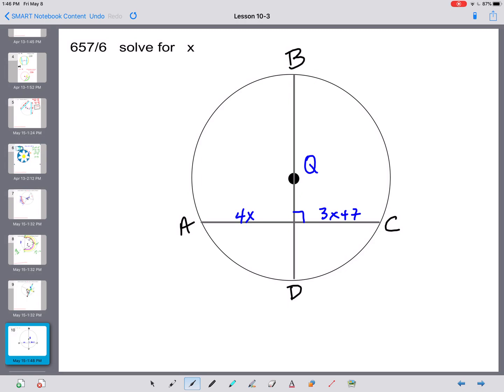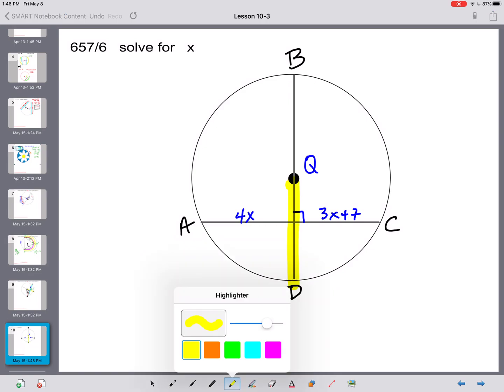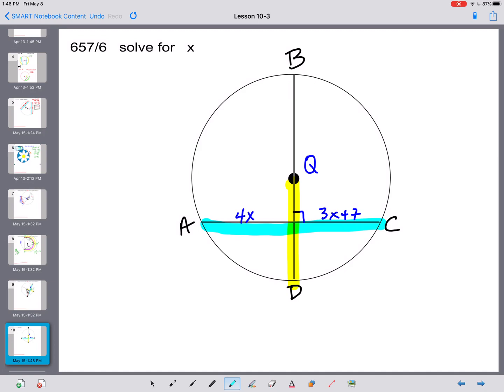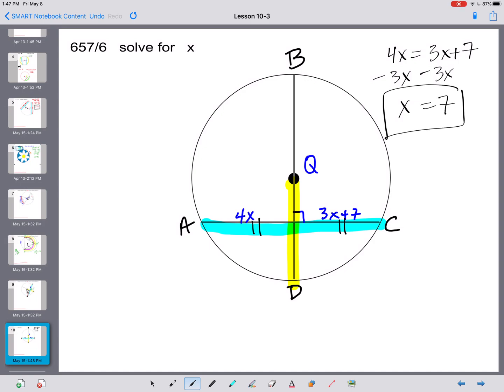Okay. How about this one? Here's another one. There's the radius right there. It is perpendicular to that chord. So what does it do to it? Yeah, it cuts it in half. Here it is. 4x has to equal 3x plus 7. Minus a 3x here, minus a 3x here. 1x equals 7. Boom, done.